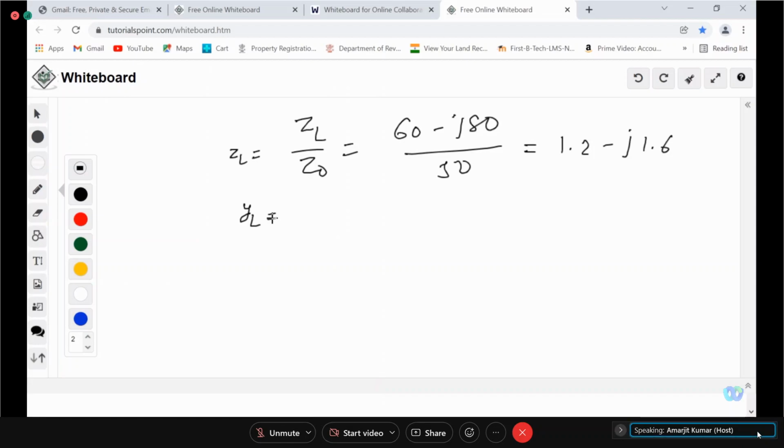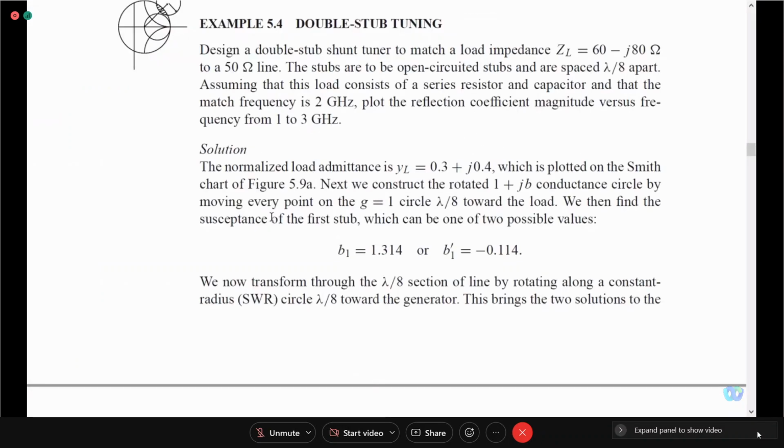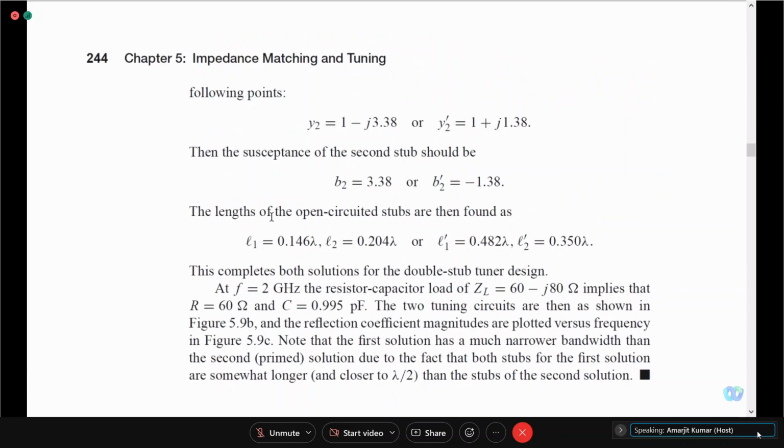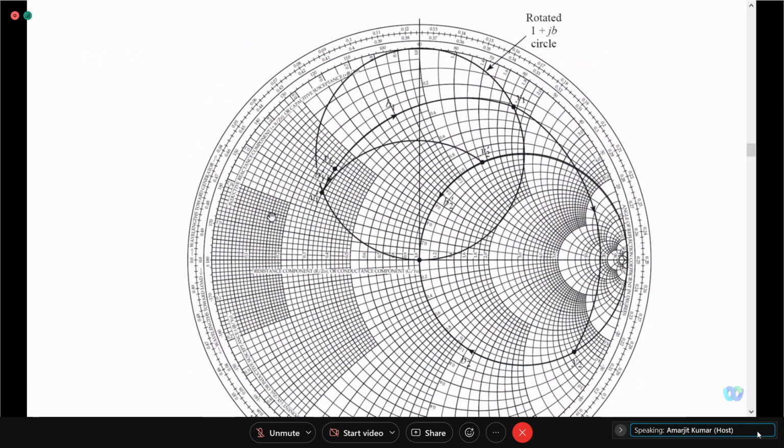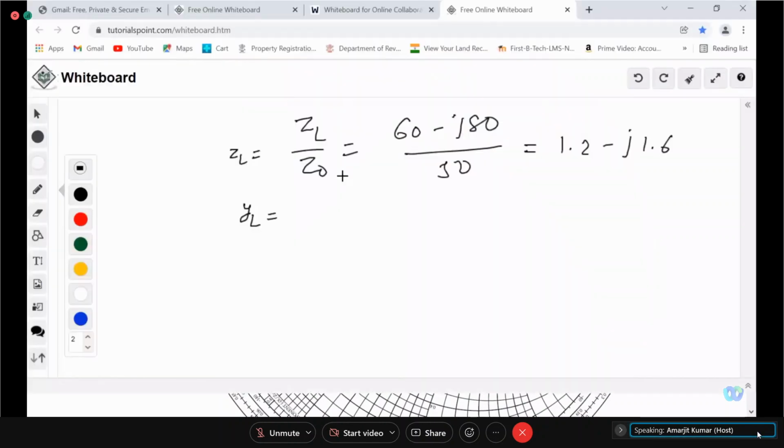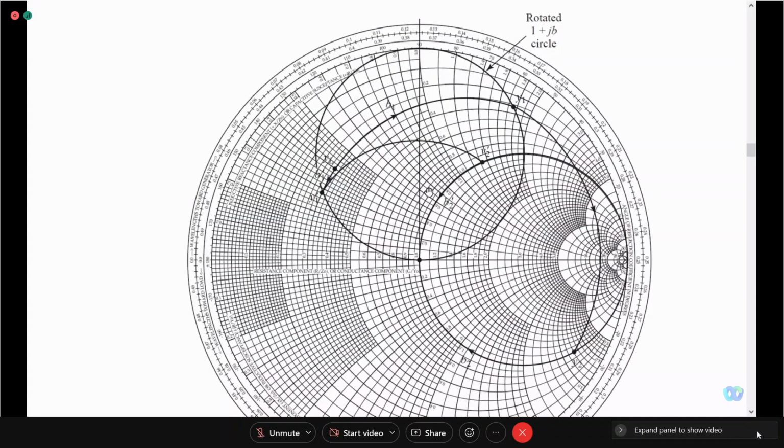So where is the load admittance on the Smith chart? Already we had done this, if you remember, for 60 minus j80. It was 0.3 plus j0.4. So YL we are interested in. Where is YL? YL is here, 0.3 plus j0.4. And in the question, what else is given?